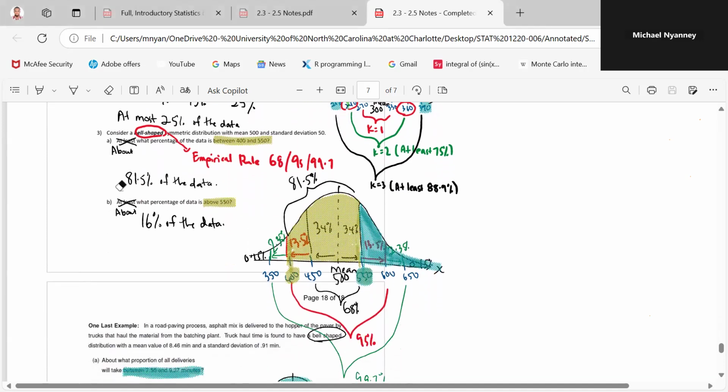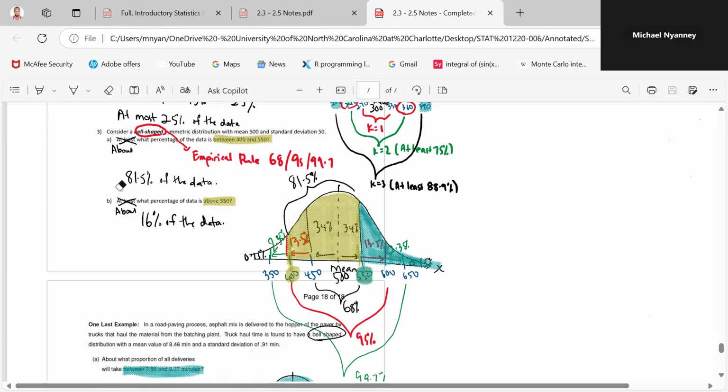So consider a bell-shaped symmetry. So now we are using a bell shape. For bell shape, if you want to know the approximate percentage of your data set within some kind of interval of the mean, then you're going to use the empirical rule. The empirical rule: if you go one standard deviation, approximately 68% of our data set will be within that interval that you want.